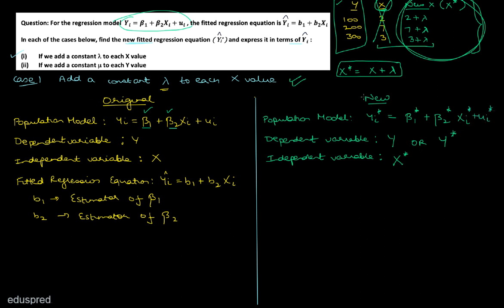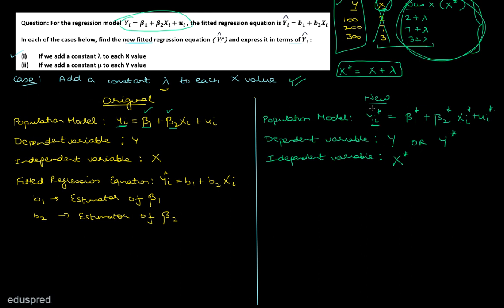So the difference between the new and the original regression model is that for the dependent variable over here, I have yi. For the dependent variable over here, I can write yi or yi star. It doesn't matter. These are just different notations, but they mean the same thing. The population parameters in the original model are beta 1 and beta 2. Now for the new regression model, I cannot use the same notations, so I'm just using a variation of these notations. Instead of beta 1, I'm using beta 1 star, and instead of beta 2, I'm using beta 2 star.